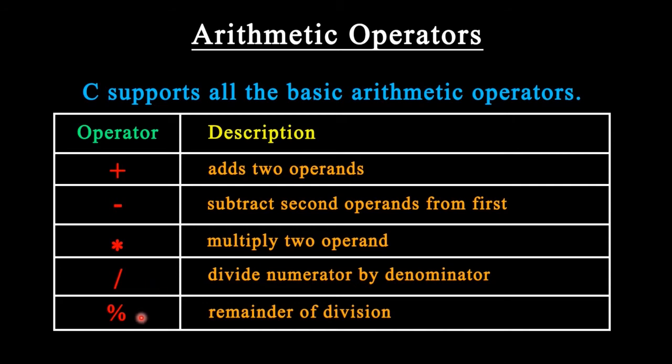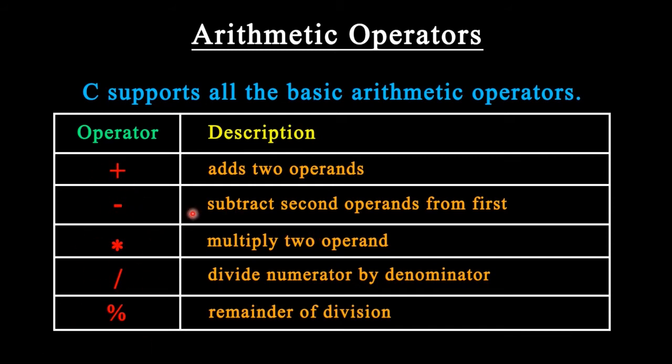Then comes the modulus operator. This modulus operator gives the remainder of the division. Now suppose the division operator divides the numerator by the denominator, but what the modulus operator will do is fetch the remainder which is left after dividing the numerator by the denominator, and this will give the remainder of that particular division. So these are all the arithmetic operators.